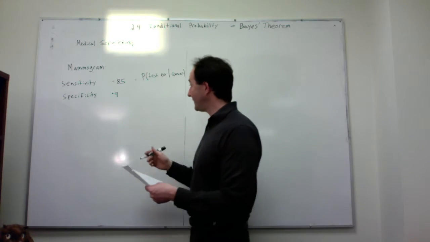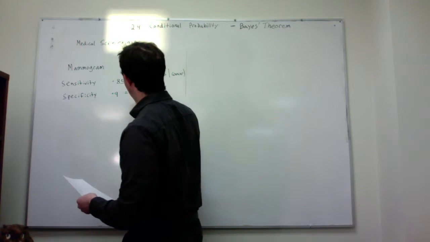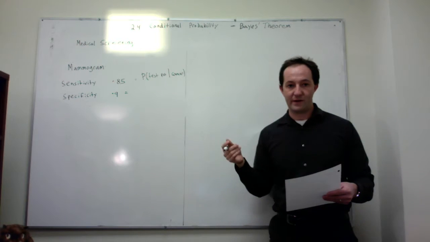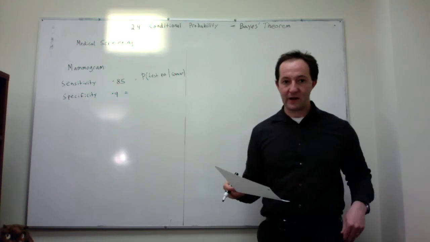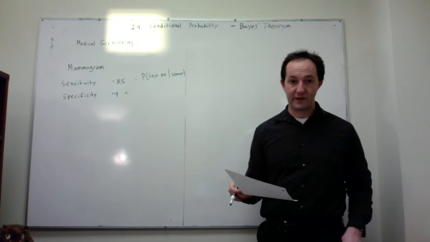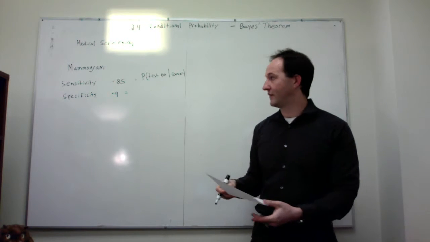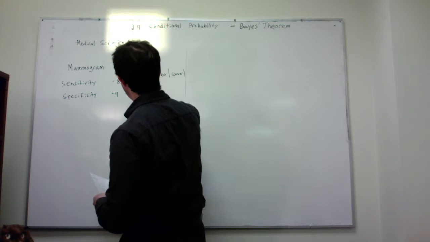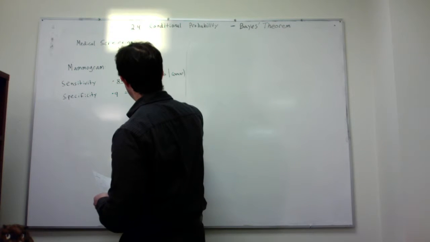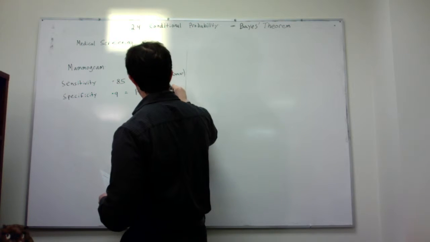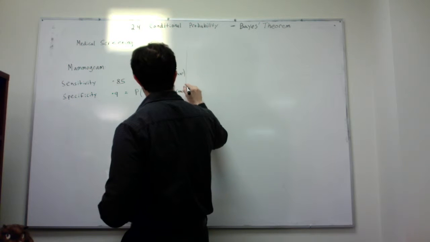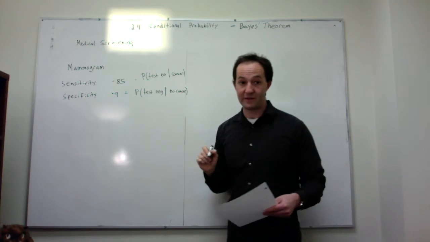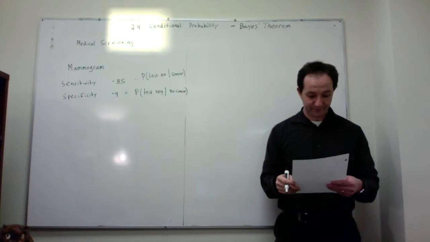The specificity is another measure of the properties of the test. And this says, what's the probability of getting a negative test result if the person does not have the disease? So in this case, 0.9 is the probability that the test is negative given that the patient does not have breast cancer.